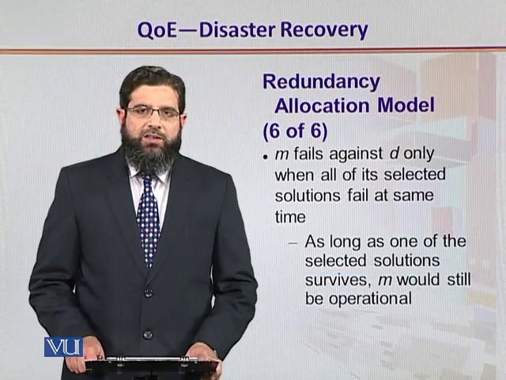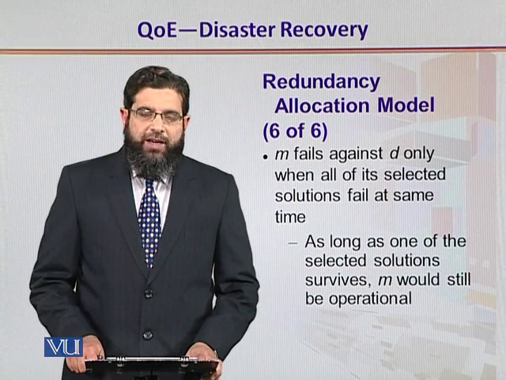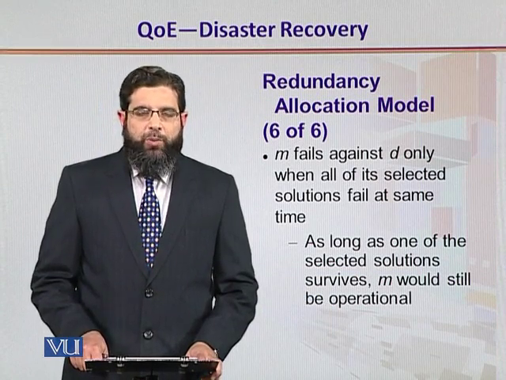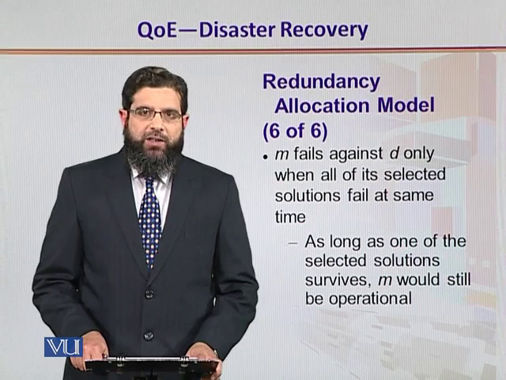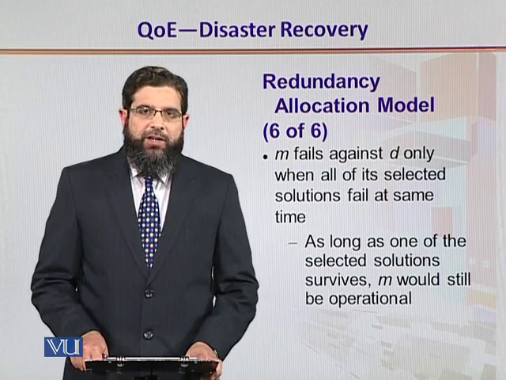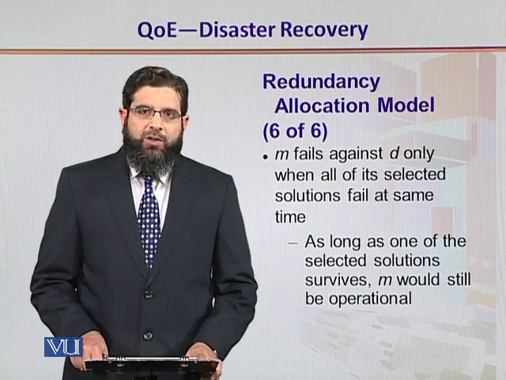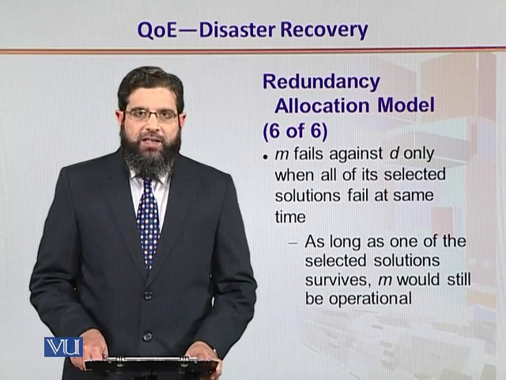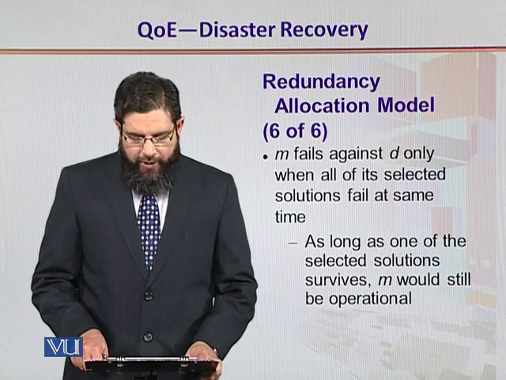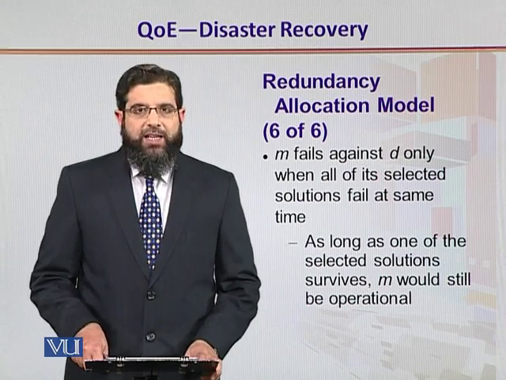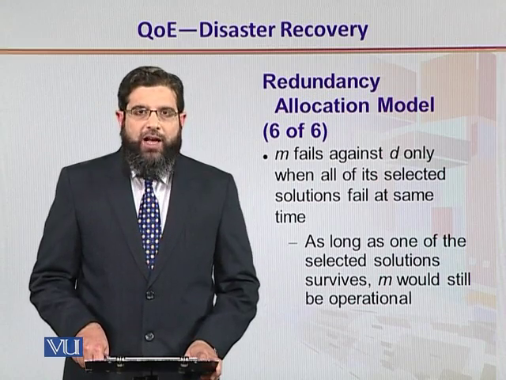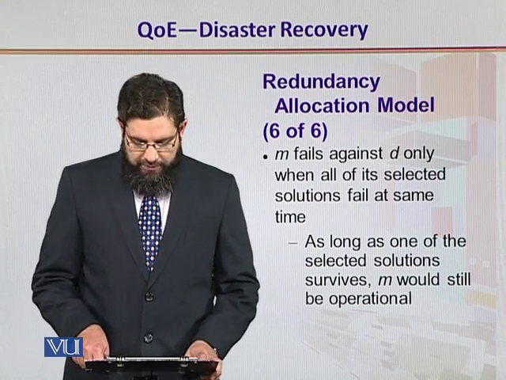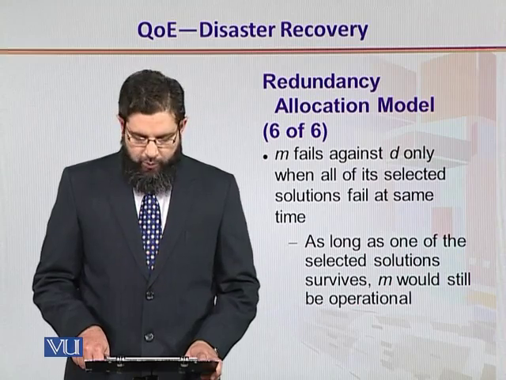Finally, this maximization problem gives us a scenario in which we have the resources which are allocated to IT functions, and if a disaster strikes, then either the redundant resources are going to be good enough and the overall network is going to survive, or otherwise. So M, which is an IT function, actually fails against D only when all of its selected solutions fail at the same time. As long as at least one of the solutions survives, M would be operational.